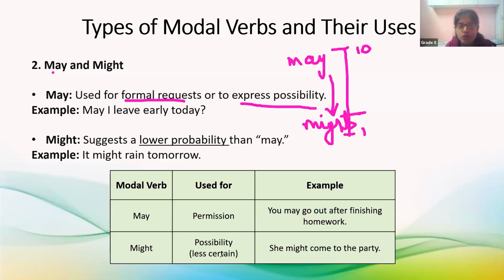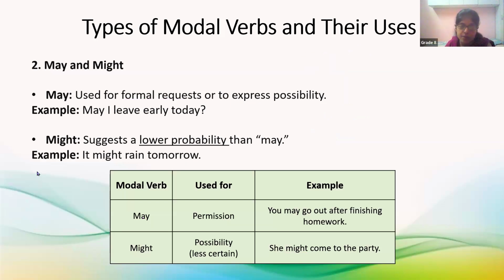Both are used for possibilities. May is more useful for permission. But if you get confused about where to use may and where to use might in terms of possibility, you have to understand that might is for lesser possibility. It might rain today, she might come to the party, or she might bring her notebook today, I'm not too sure. May and might are both for possibility, but may is for higher possibility, might is for lower possibility. I will try to clarify this with some exercises and examples.